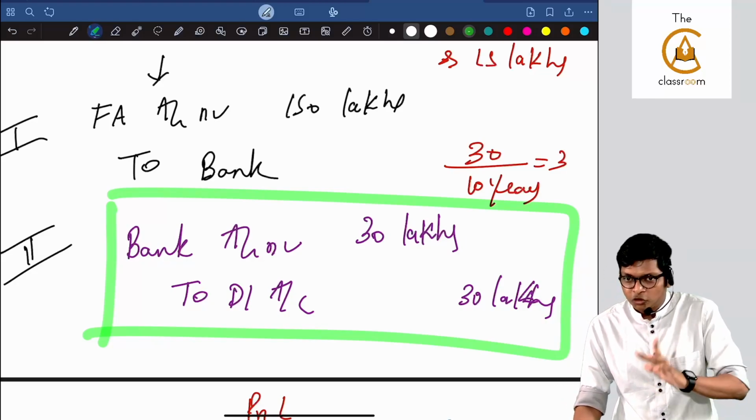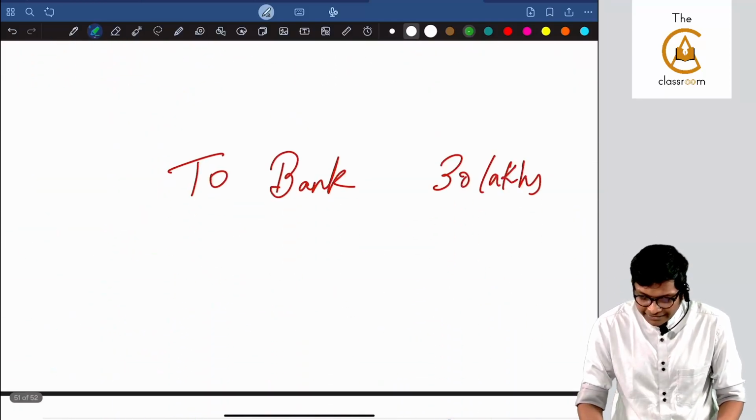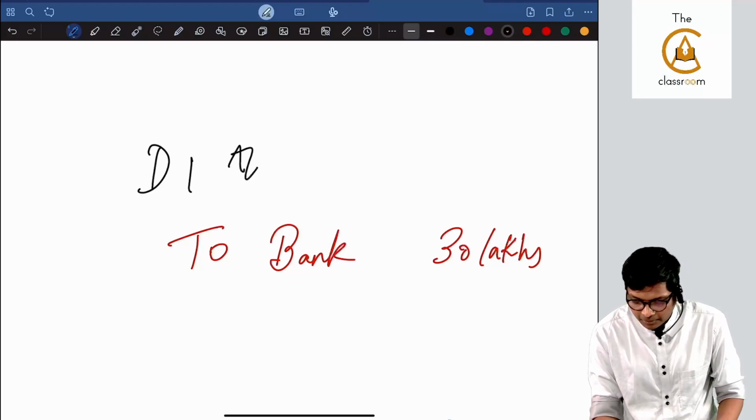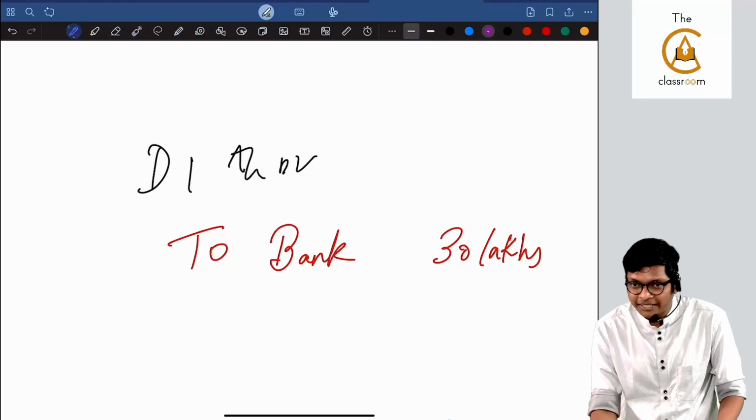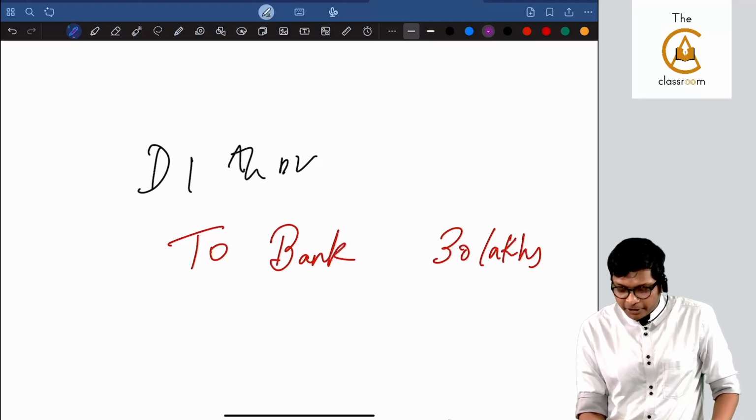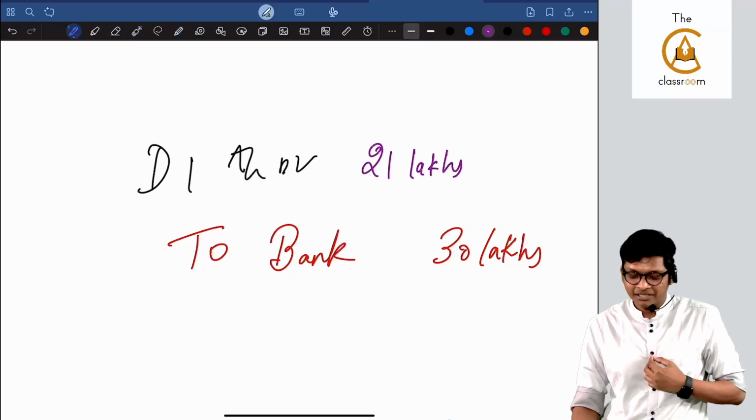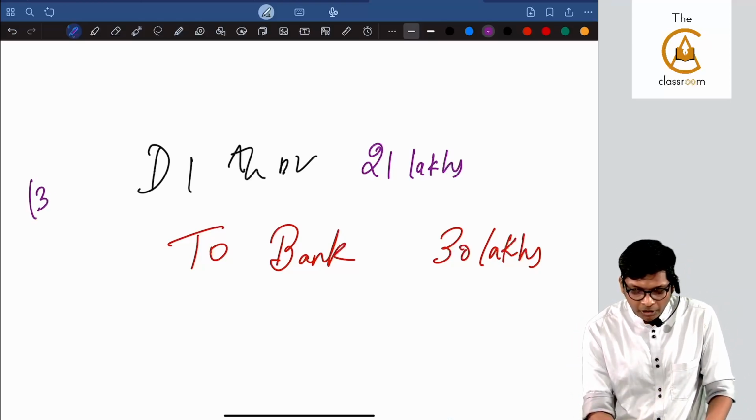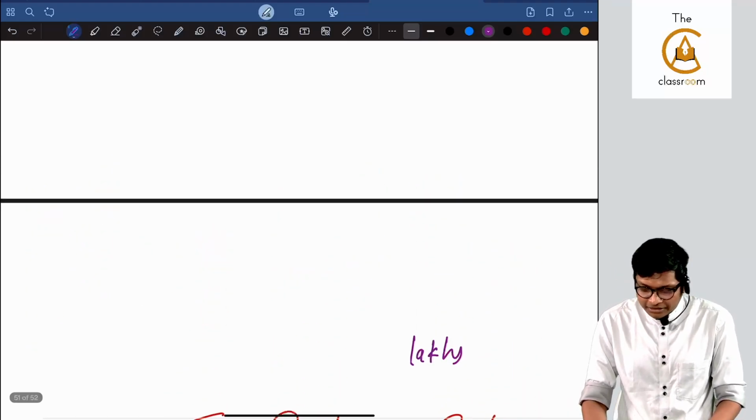So refund should be a reversal. So I have to reverse this. My reversal entry will be deferred income account debit to bank. But I can't debit deferred income for 30 lakhs because I have only 21 lakhs. Now my question, sir, this entire discussion is to explain this logic. Sir, how did this 30 become 21?